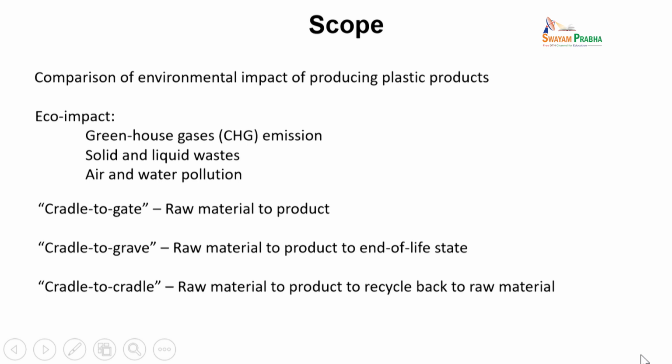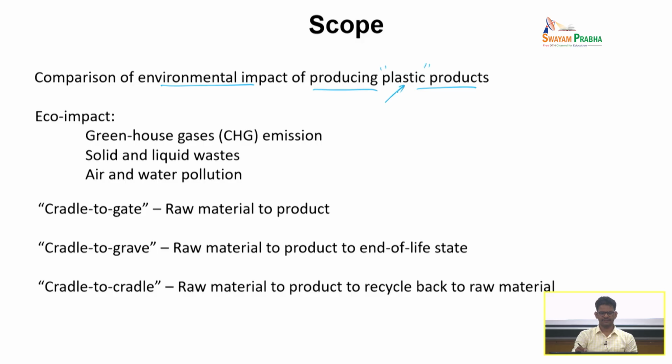So what is the scope? The scope of this LCA is basically to compare the environmental impact of producing products. Here I put plastic products because this course is about plastics, but you can replace plastic with something else. For example, let's say you want to manufacture an EV scooter. You could ask what are the relative impacts of having an electrical scooter versus an IC engine based scooter. So this product can be anything. It need not be a product, it can be a service also.